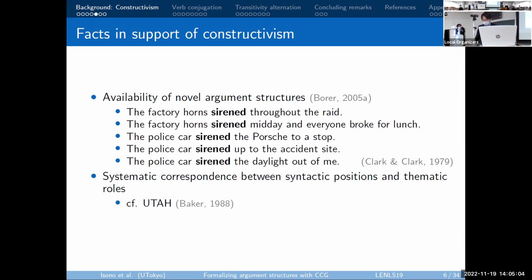Another fact in support of constructivism is that there is a systematic correspondence between syntactic positions and thematic roles. The generalization itself is well known and often dubbed as UTAH, or the Uniformity of Theta Assignment Hypothesis, but constructivism can provide an explanation for that in terms of the hierarchical organization of functional heads.